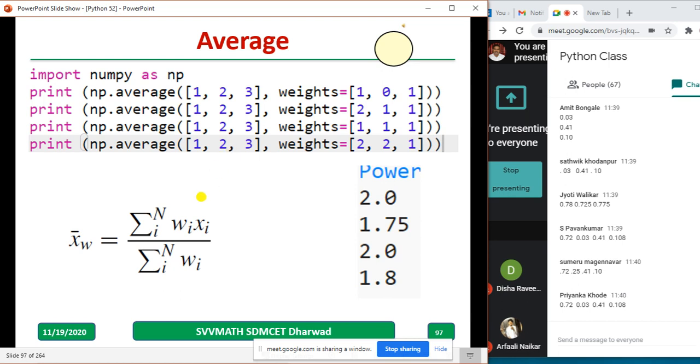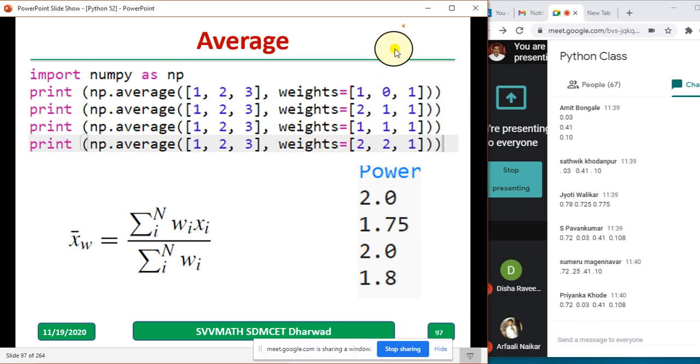Yeah, these are the answers. I am taking different weights, but the numbers are the same, 1, 2, 3. Weights I am changing: 1, 0, 1, then 2, 1, 1, then 1, 1, 1, then 2, 2, 1. You can observe here when I give weights 1, 1, 1, 3 plus 2 plus 1, the answer will be 6. 6 divided by 3, the answer will be 2. Like an average it is. Even though it is a weighted average, the weights are the same. Therefore, 3 plus 2 plus 1 divided by 3, you will get 2. Like that you try to understand these things.